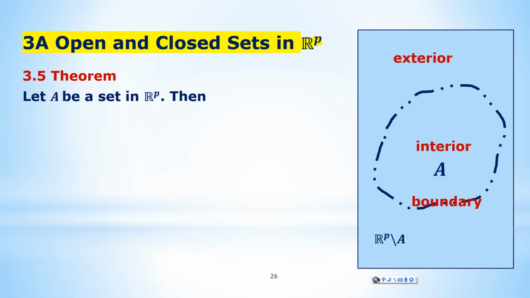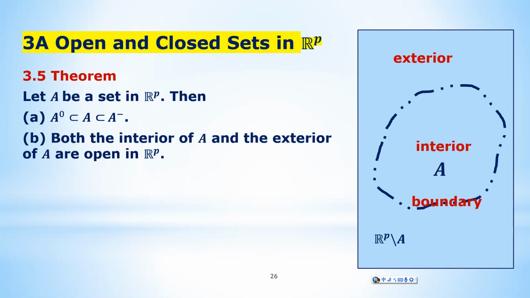Now here's the result. Let A be any set in R^p. The first result is something we don't need to prove at all. It says that the interior belongs to A, and A belongs to the closure of A. This is obvious by the definition, because A may not contain some boundary points, but the closure includes all the boundary points, so the entire A is contained in the closure of A.